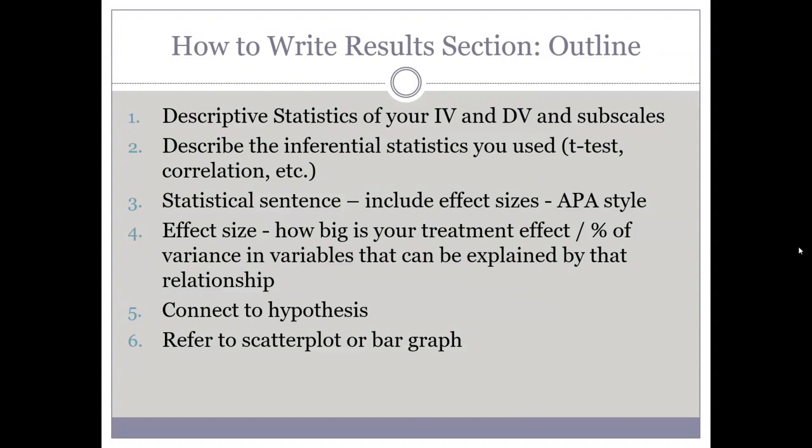Lastly, once you report your statistics, you also need to connect them back to your hypothesis. Do these results support your hypothesis? Do they provide evidence for it? Or do they not provide evidence for it? And then also, if you have any tables or figures in your paper, then you will refer to them in your results section. So you'll say, as seen in figure 1, or as described in table 1, so on and so forth.